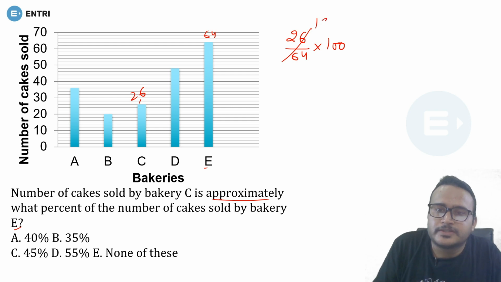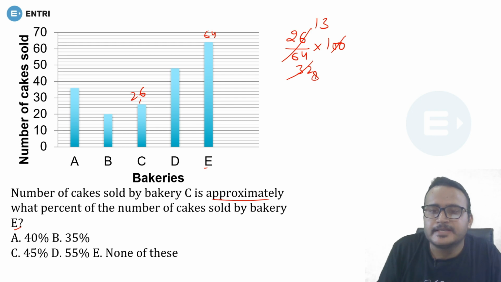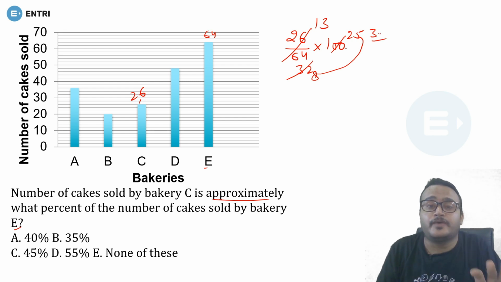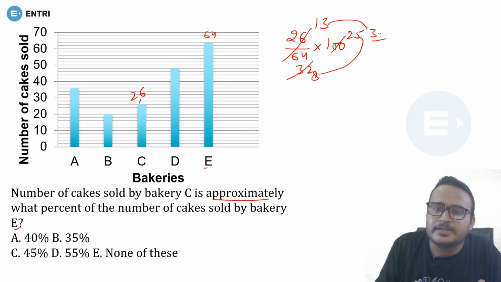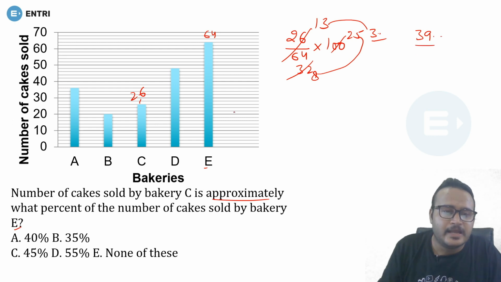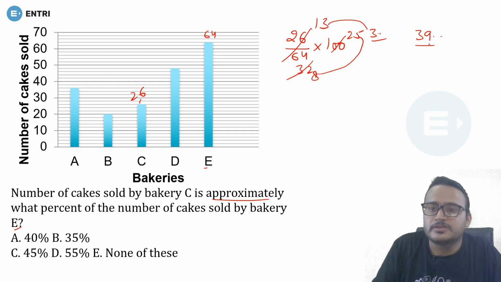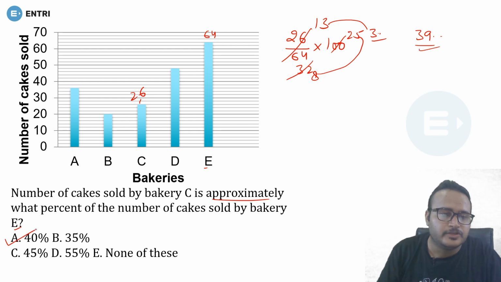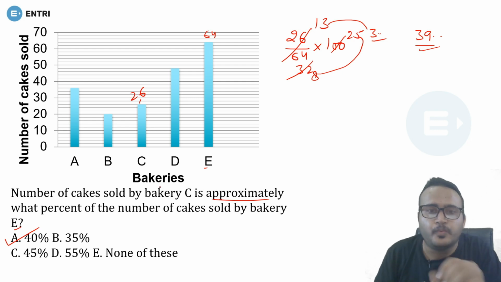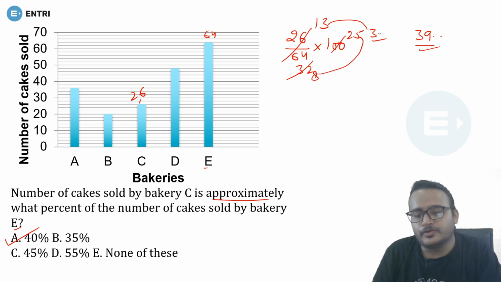So guys, this is almost 3 point something. We do not need to find the exact value, we need to find the approximate value, as the question says. So 13 threes are 39, so almost 39 point something will be there. If you go through the options, only one option is most near to this value, that is option A. So option A will be your approximate value. This is how you find the solution.